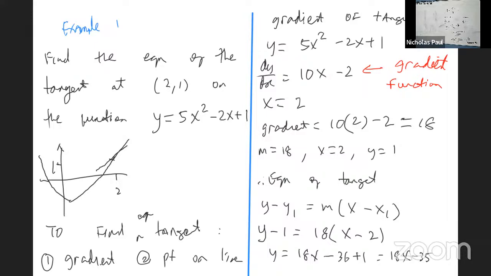Ready? This is 2017, but instead of the tangent, they asked for the equation of the normal, right? So I'll write it out for you. Or should I take a little picture right here? You don't need these slides because I have the video, right? 5 marks for this.